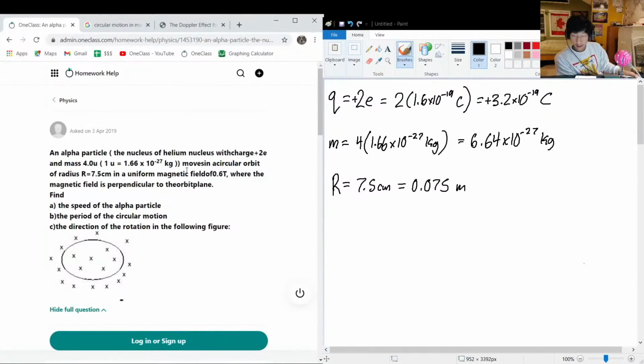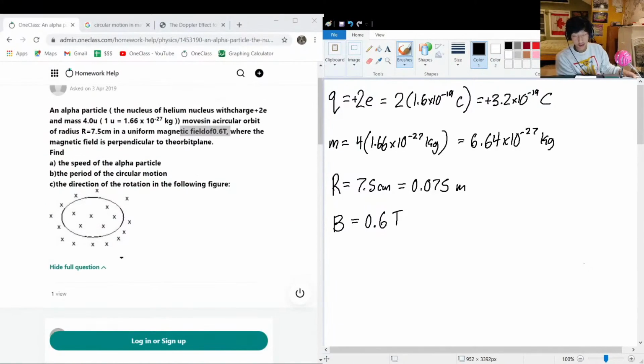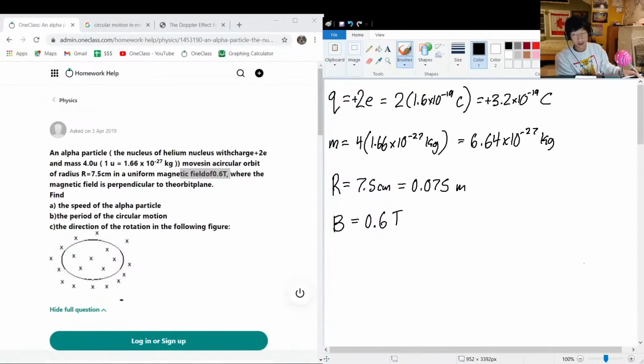The magnetic field is 0.6 teslas, so the B field. Why is the magnetic field represented with B? Yes, that is why. It just is. So the B field, the magnetic field, is 0.6 teslas. And the magnetic field is perpendicular to the orbit plane, as we might expect. Okay, so these are our equations of interest.